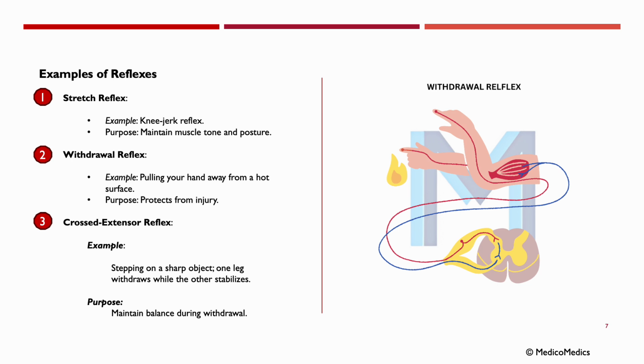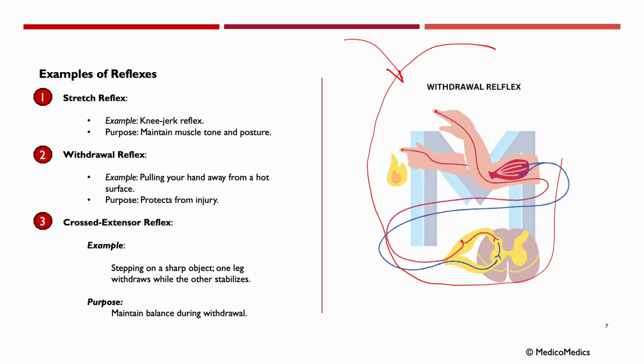Now, since we've already covered the knee-jerk reflex, let's move on to the withdrawal reflex. Imagine touching a hot surface. Your hand immediately pulls away. This is a polysynaptic reflex involving pain receptors, interneurons, and motor neurons. Its role is simple but vital: protection from injury by removing the body from harm as fast as possible.